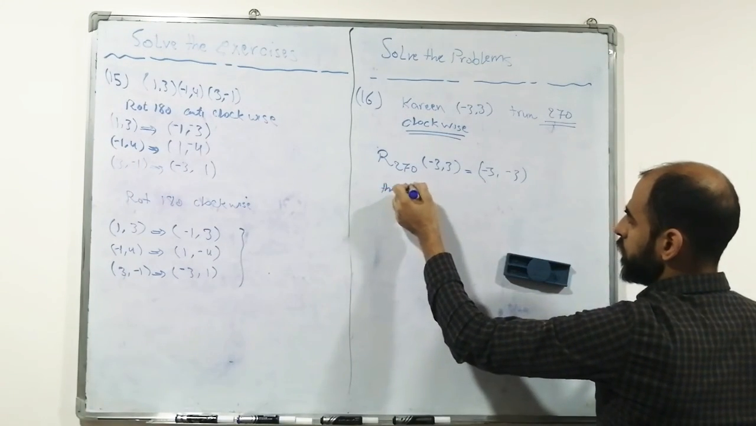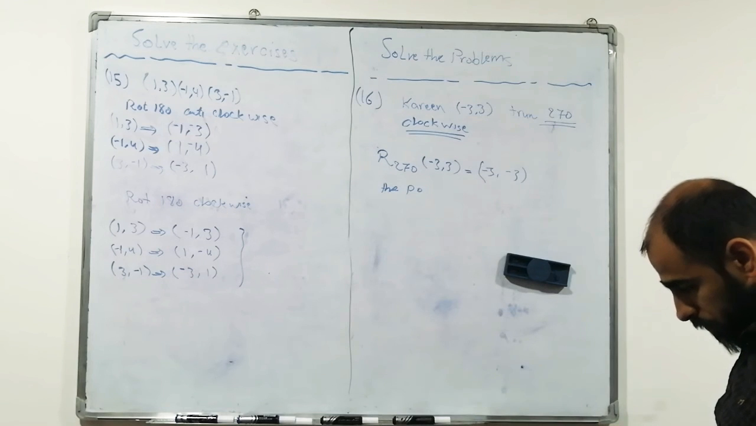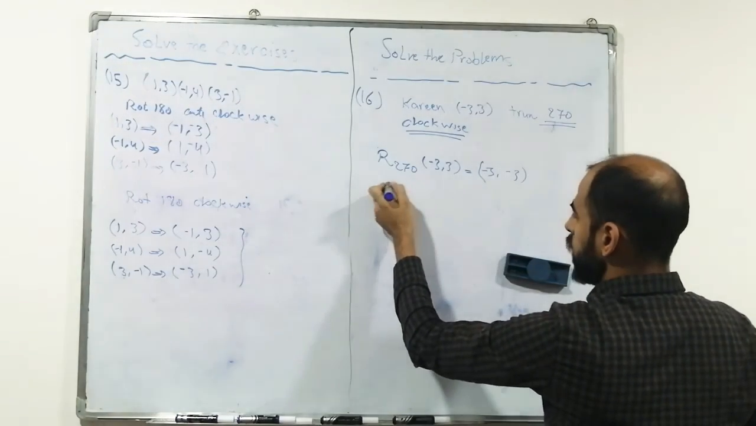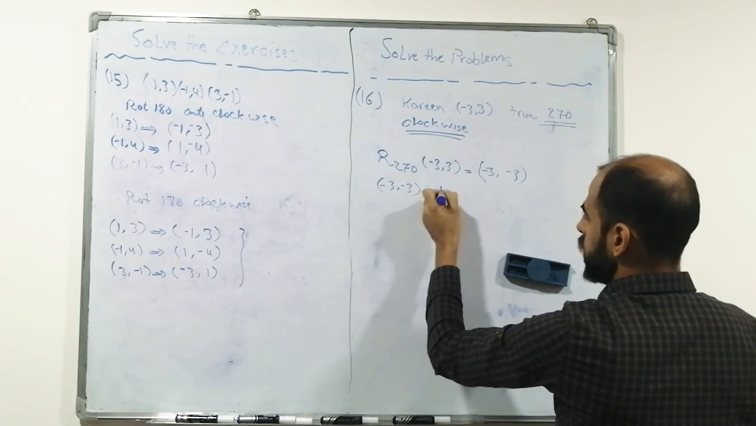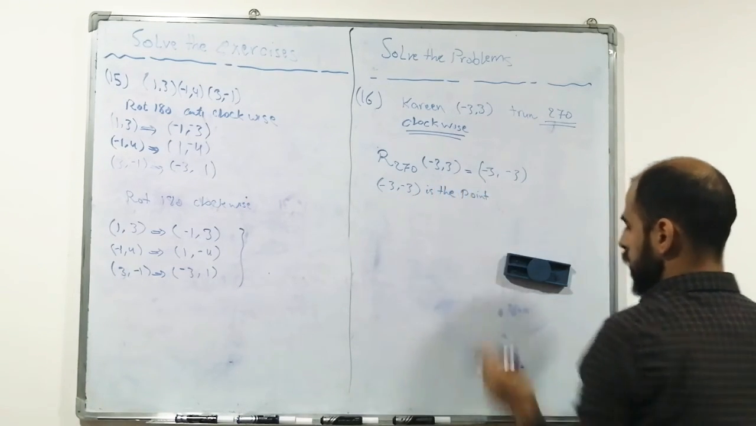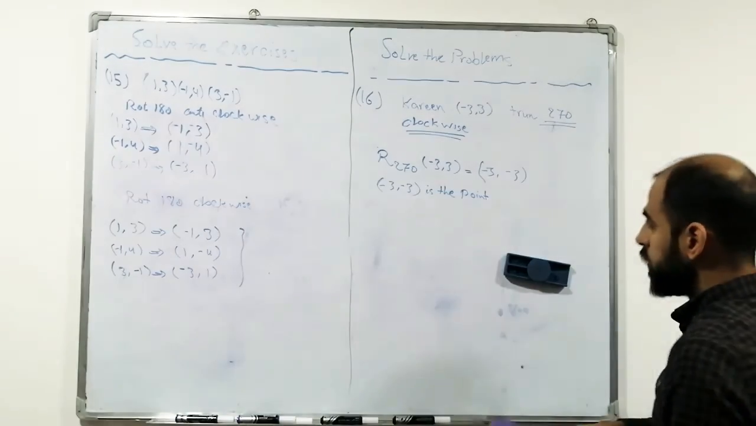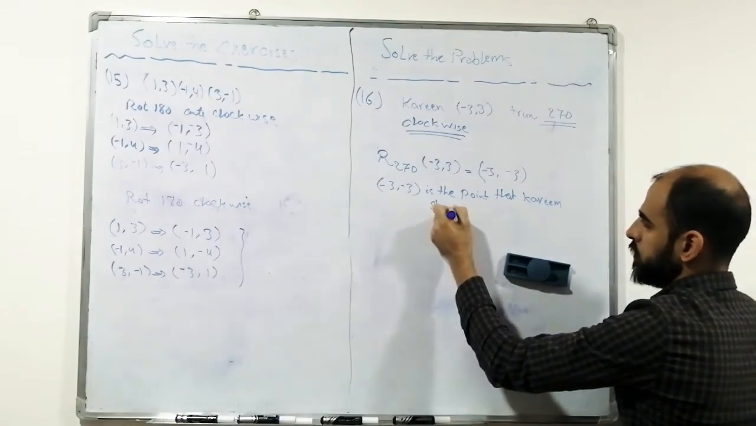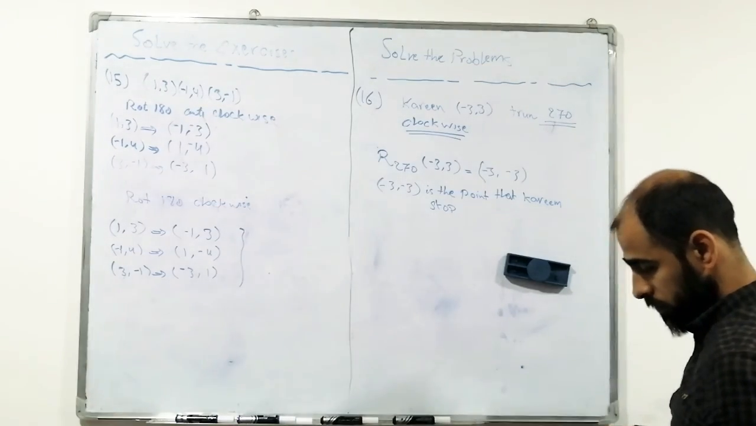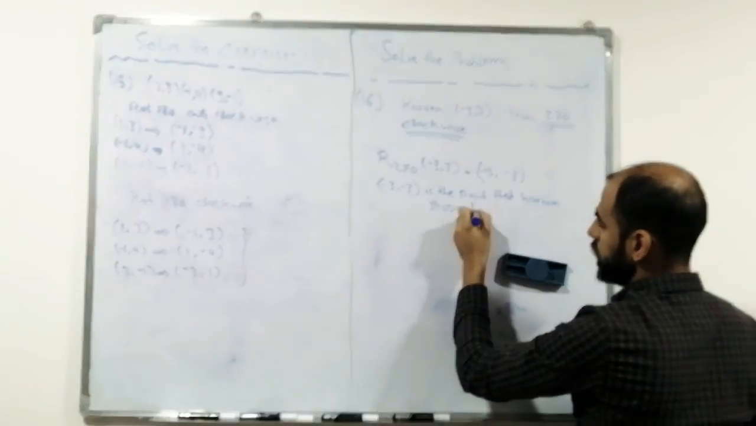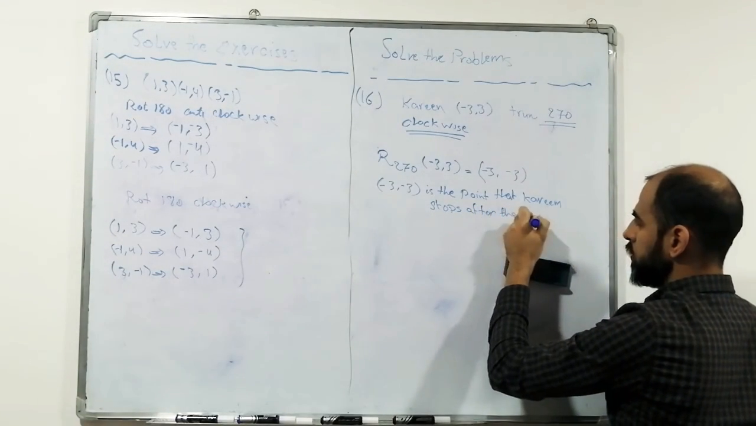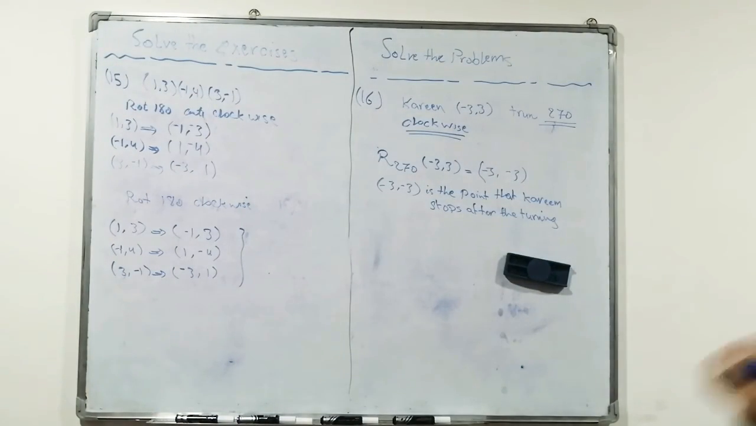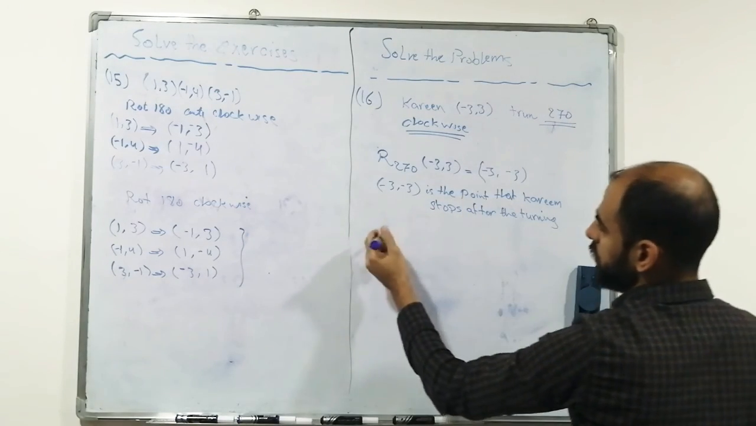That means the point (-3, -3) is the point where Karim stops after the turning. The point is Karim's stopping point after the rotation of 270 degrees clockwise.